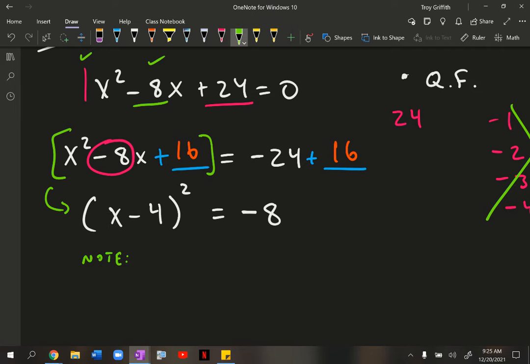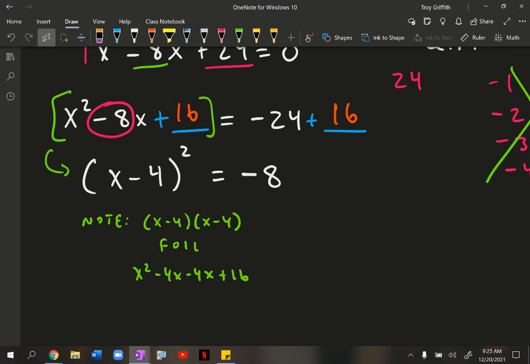When I do x minus 4 times x minus 4, or when I do x minus 4 squared, that is x minus 4 times x minus 4. And if I FOIL this out, x times x is x squared, x times negative 4 is negative 4x, negative 4 times x is negative 4x, and negative 4 times negative 4 is plus 16. Negative 4x minus 4x is negative 8x plus 16.